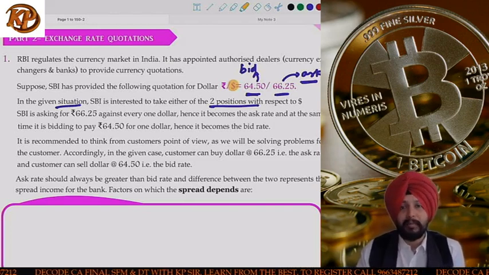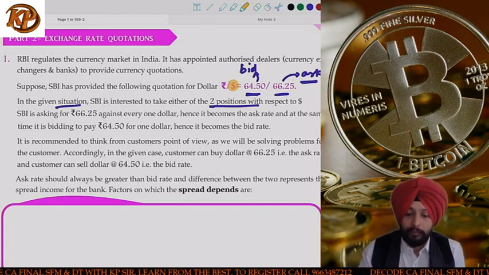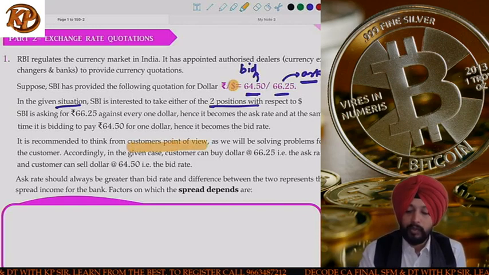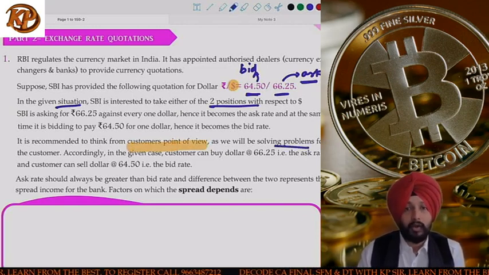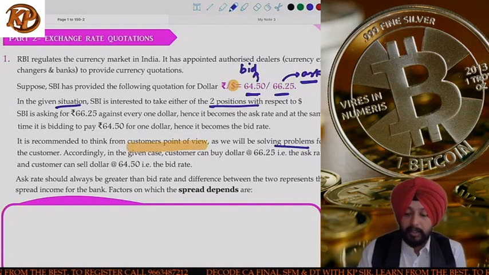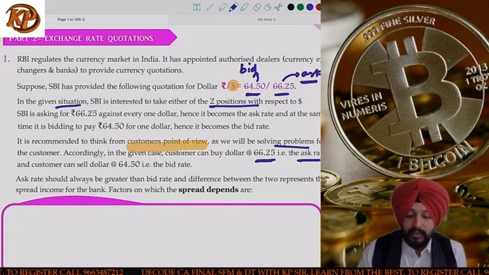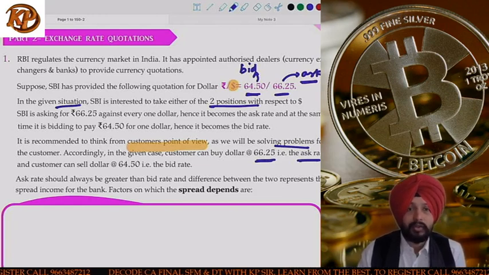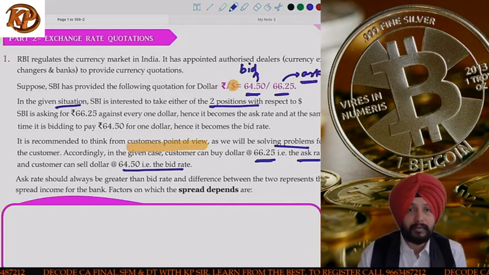Most of the times we will be doing a sum from the customer perspective. So what I recommend is that you start thinking from the customer's point of view and not from the bank's point of view, as we will be solving the problems for the customer. Accordingly, in the given case, the customer can buy dollar at the rate of 66.25, that is the ask rate, and the customer can sell dollar at the rate of 64.50, that is the bid rate.